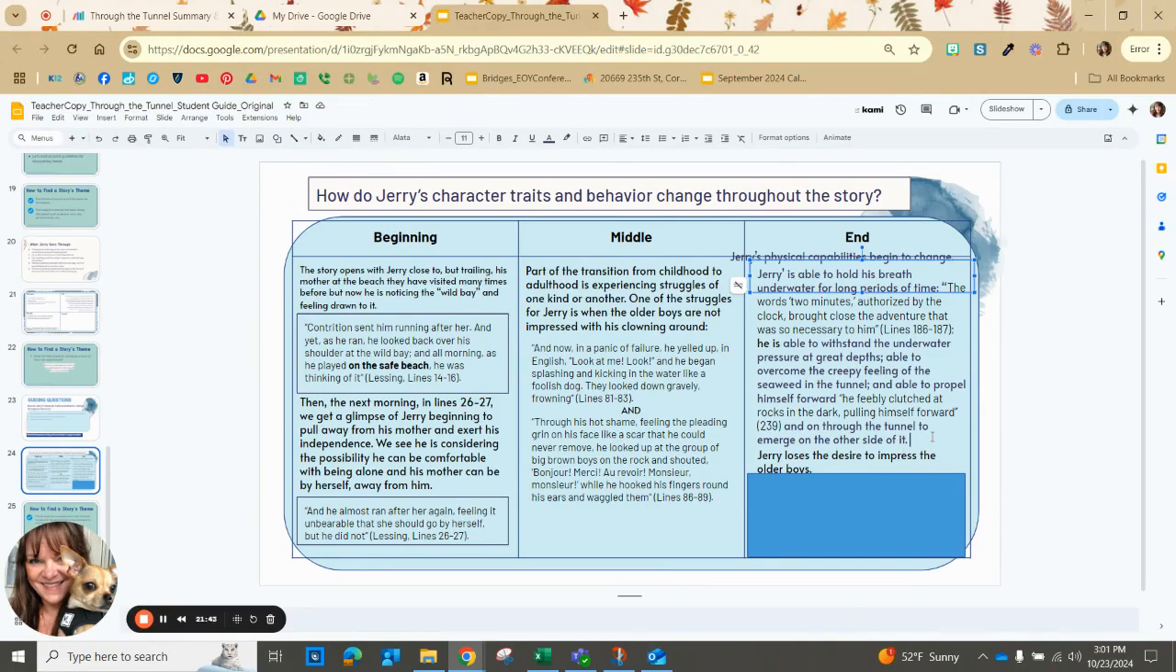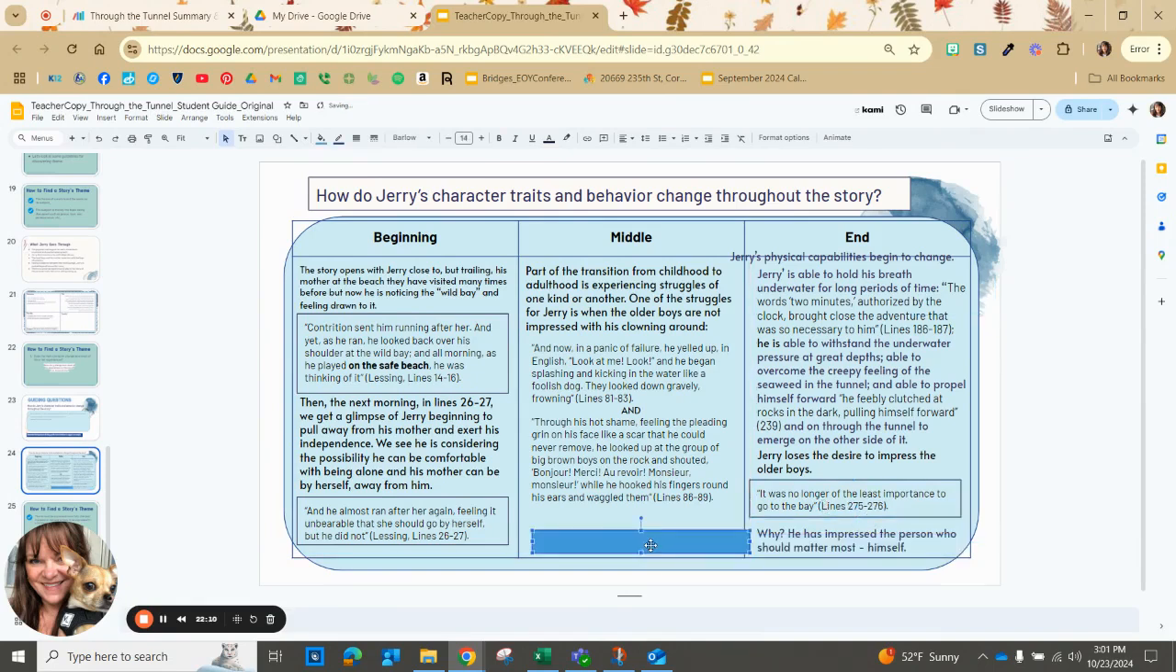We also see Jerry lose his desire to impress the older boys in the last line of the story, which is here. "It was no longer of the least importance to go to the bay." So it was no longer important to him to go to the bay. That was the last lines of the story. And again, because this is the only story we're talking about, we can take out the author's name because we know what we're referencing here.